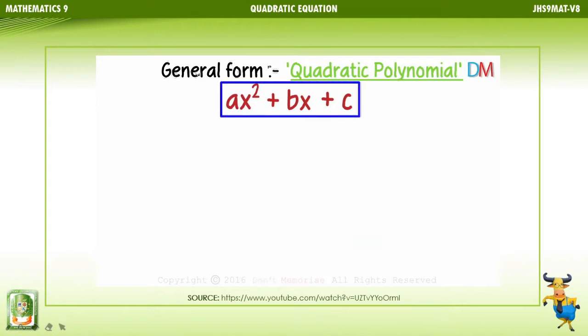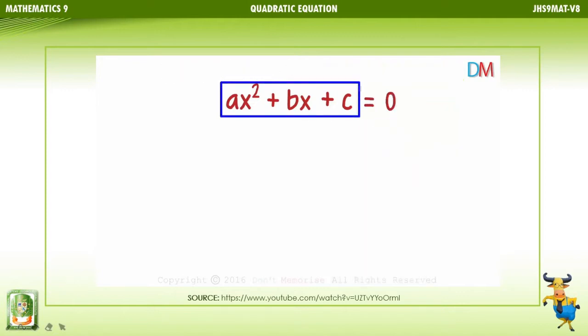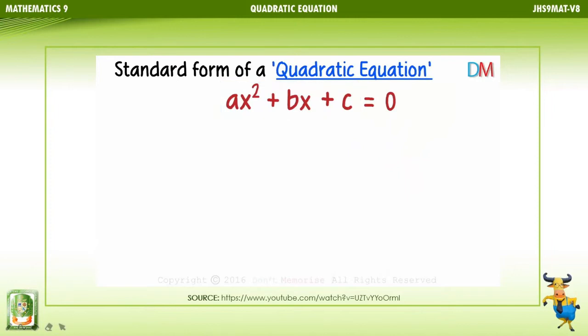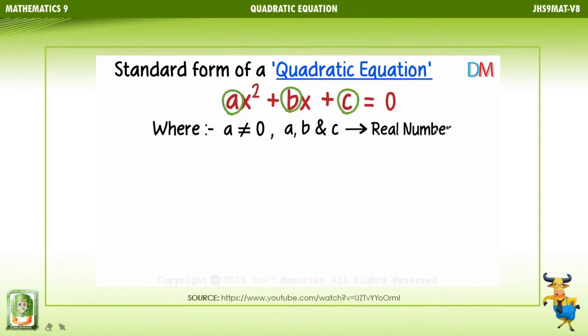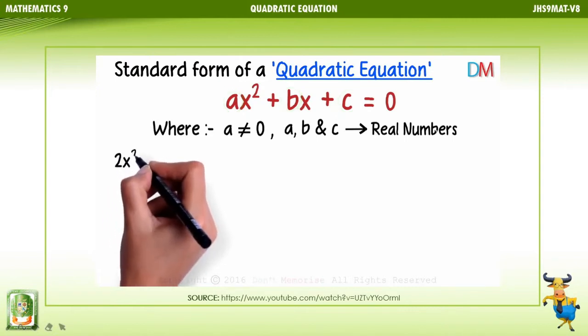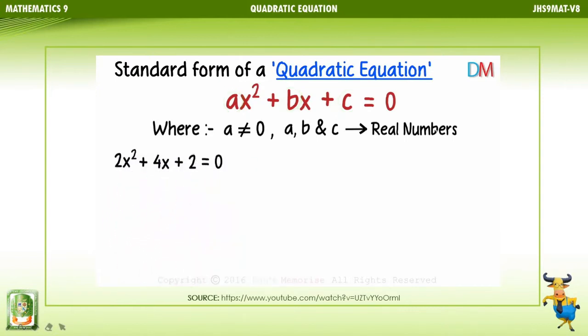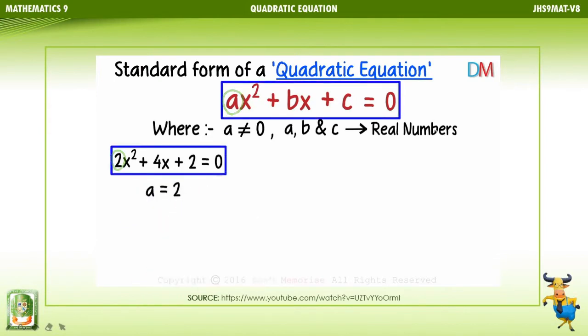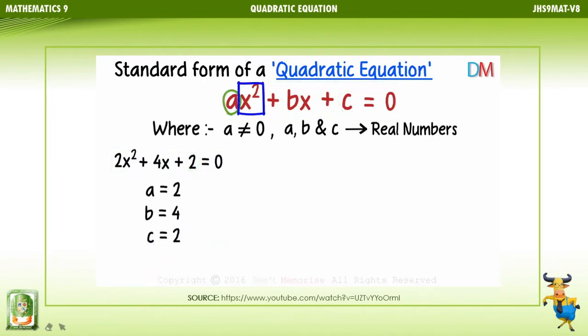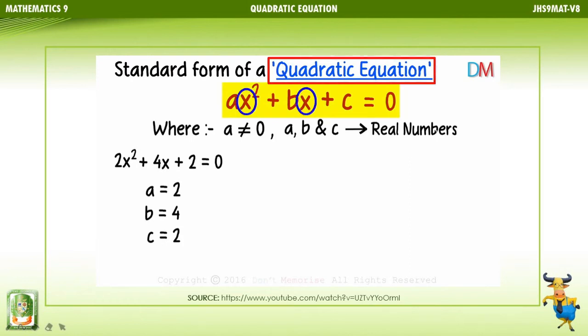When we equate this general form of a quadratic polynomial to 0, we get the general or standard form of a quadratic equation. Remember that a is not equal to 0 and the constants a, b and c are real numbers. For instance, 2x squared plus 4x plus 2 equals 0 is a quadratic equation. Comparing it to the standard form, we get a as 2, b as 4 and c as 2. a is the coefficient of x squared, b is the coefficient of x, and c is the constant. This is called a quadratic equation in variable x.